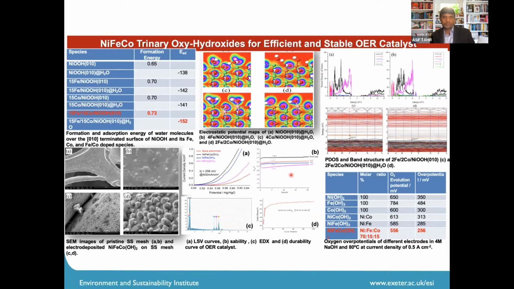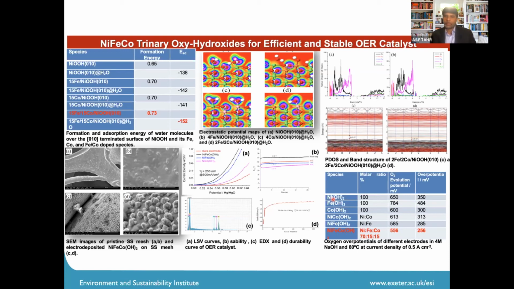And finally, we found that if we have the nickel, iron, and cobalt in 70, 15, and 15 composition, its oxygen evolution potential is 556 millivolts, and overpotential is 256 millivolts, which is much lower compared to most of the single metal oxide or double metal oxide hydrides used as an electrocatalyst for oxygen evolution reaction in alkaline membrane.